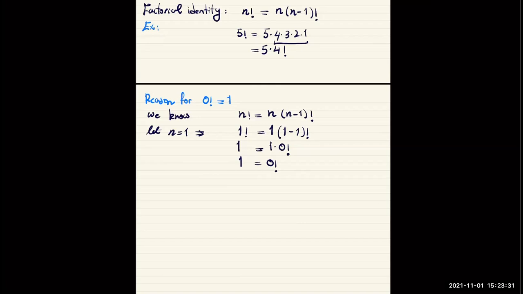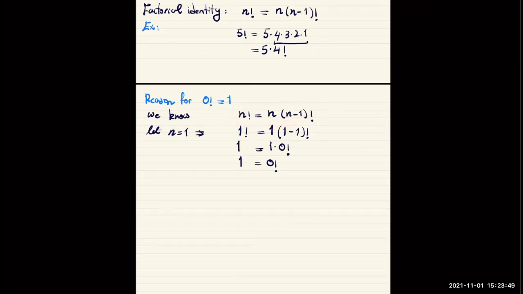Professor, what's the proof that 1 factorial equals 1? The proof that 1 factorial is 1? Doesn't that assume that 1 factorial equals 1? Yeah, you can use the same identity here.